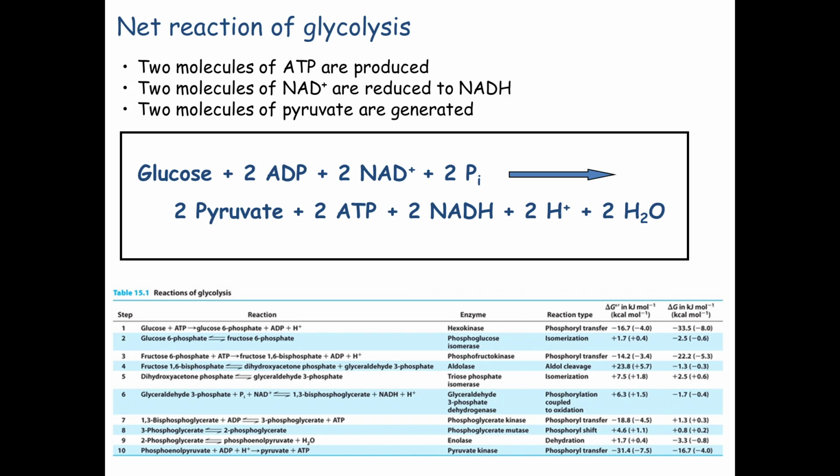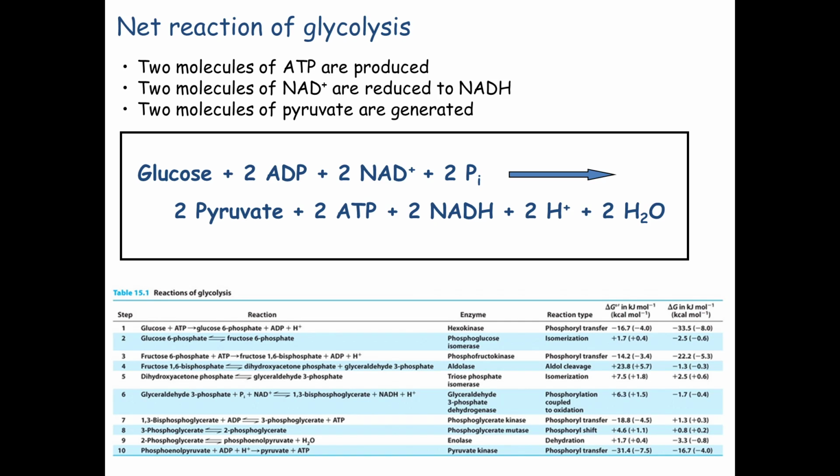I think we can ignore the water molecules. And we're going to ignore the protons because they don't do anything. Right? So what we really get out of it that we're concerned with are a pair of pyruvates, a pair of ATP molecules, and a pair of reduced NADHs. Okay? We'll see what we do with those NADHs later. Okay? So looking at the bottom, all the net reactions here are the reactions of glycolysis.